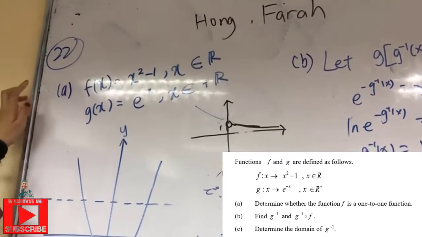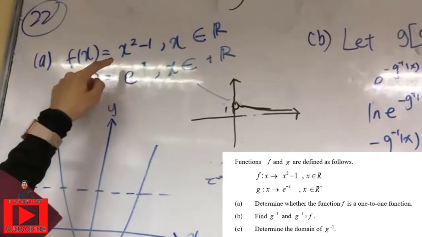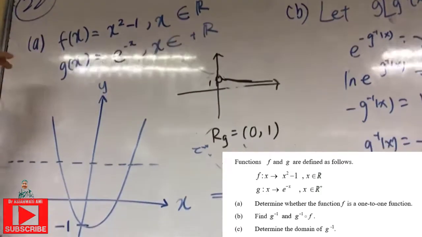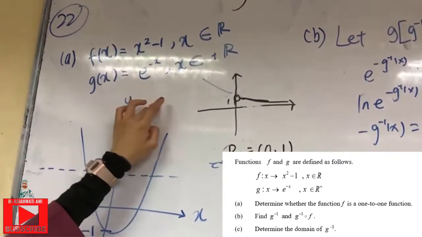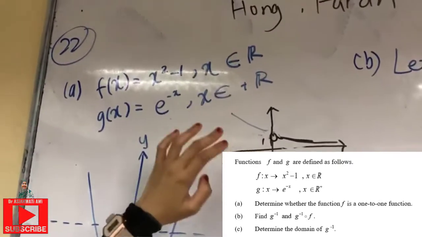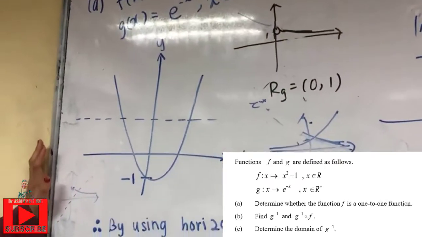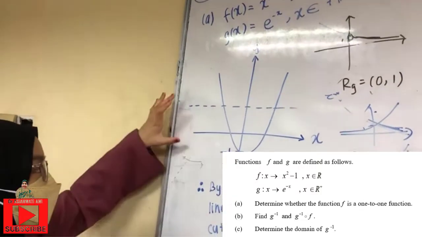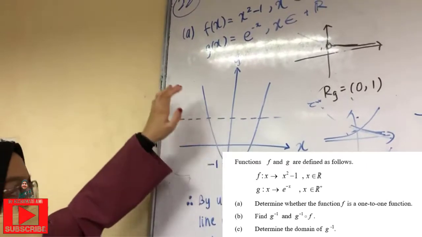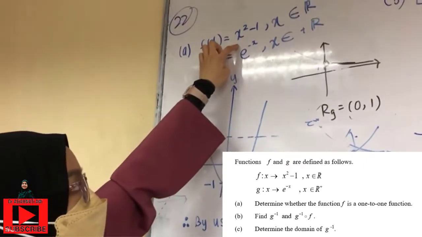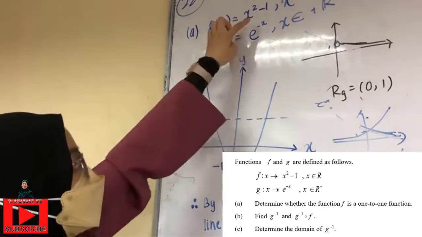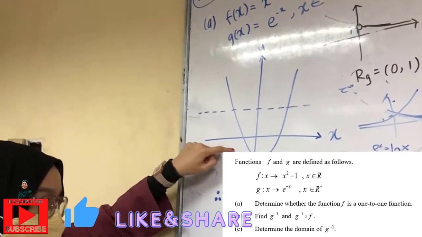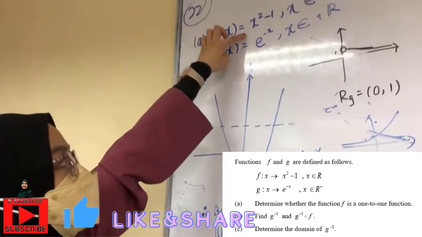Given the question is tutorial chapter 5 number 22. Given that f(x) equal to x squared minus 1, and x is a real number, and g(x) equal to e to the power of negative x, where x is a positive real number, and then the question asks if the function f(x) is one-to-one function. So we are going to use the graph method. So we sketch the graph of x squared minus 1, and since dia punya y-intercept dia minus 1, so kita shift ke bawah, jadi y-intercept dia negative 1. So kita buat graph senyum sebab dia positif.